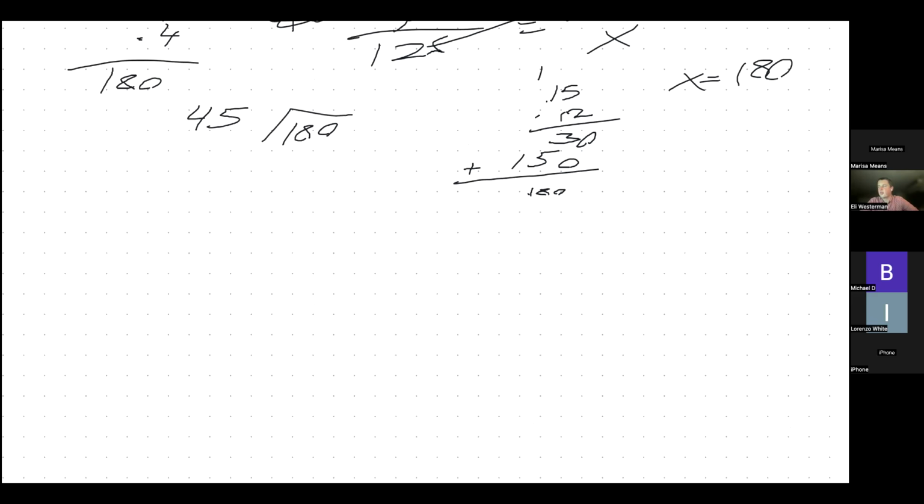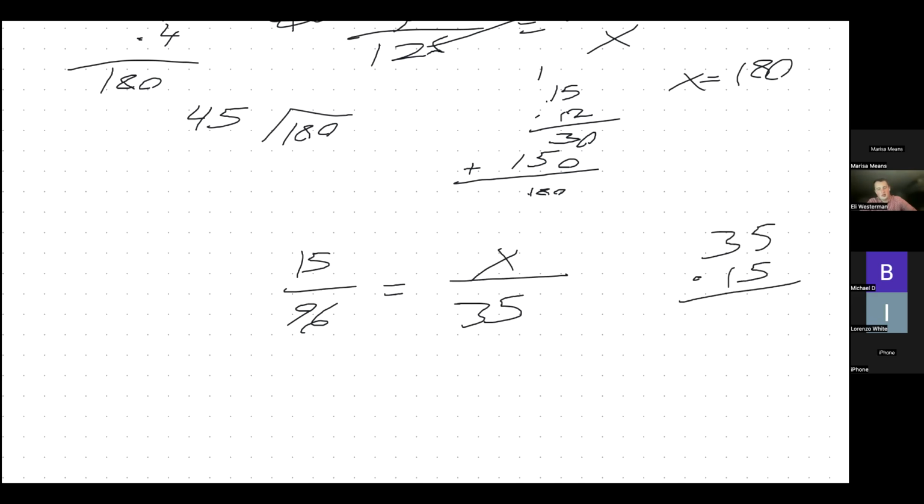This one's kind of hard. Let's do 15 over 96 equals X over 35. So 15 times 35, oh my goodness. 5 times 5 is 25. Carry the 2, 5 times 3 is 15, plus 2 is 17. Add the 0 there. 1 times 5 is 5. 1 times 3 is 3. 5, 2 plus 5 is 7, plus 5 is 12. Carry the 1. 3 plus 1 is 4, so 525.